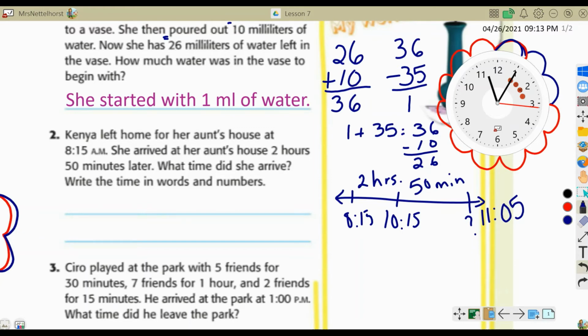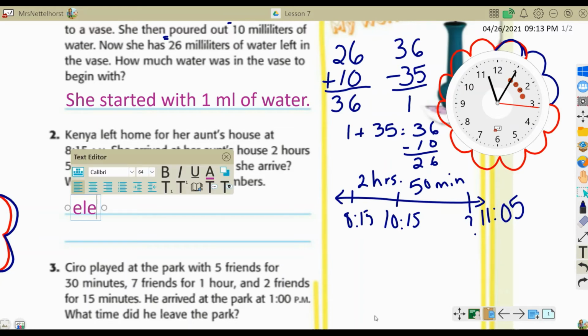Now it says write the time in words and numbers. So writing the time in words, I'm going to write 11:05. Okay, that's exactly what I say in words. In numbers, I'm going to type 11:05. Okay, so she left in the AM, so she still is getting there in the AM. It hasn't gone past noon, so we'll label it with AM.